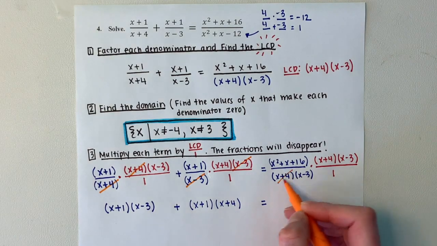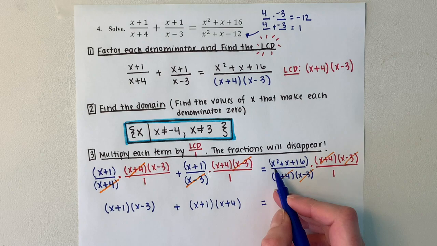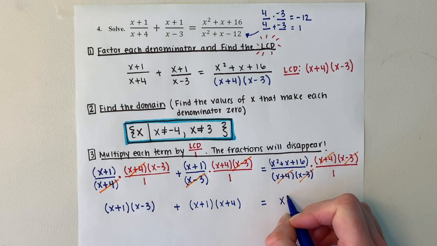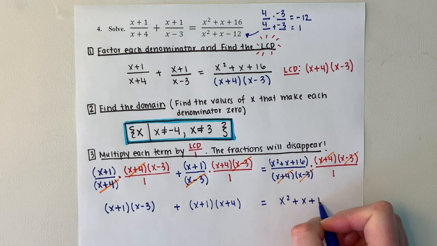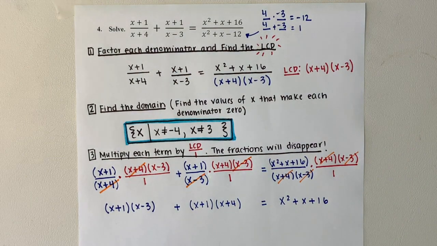Then let's bring down this equal sign, and if we look at this expression here, it looks like we can cancel the x plus 4, and we can also cancel the x minus 3. That will leave us with this expression here, x squared plus x plus 16, and we have 1 in our denominator, so we don't need to write it. Now that we've gotten rid of our fractions, next we want to solve this equation.